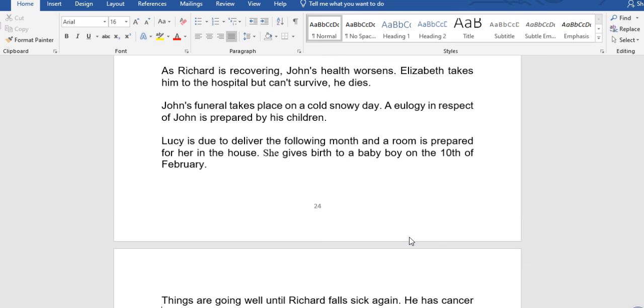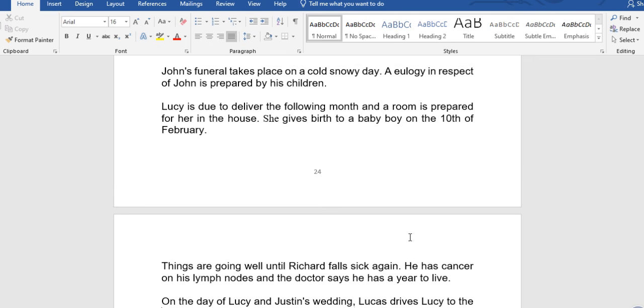As Lucas is recovering, John's health worsens. That is Lucas' father's health. Elizabeth takes him to the hospital but he can't survive. He dies. John's funeral takes place on a cold snowy day. A eulogy in respect of John is prepared by his children.